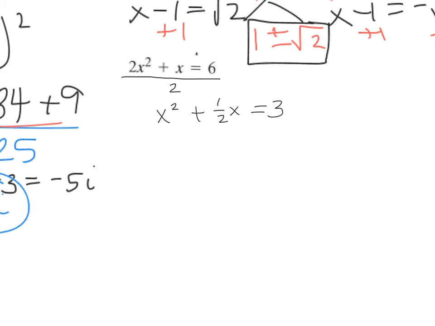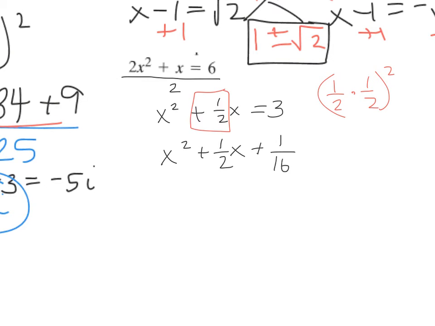So I'm going to complete the square. If I look at my b, I take half of a half and I square it. So half of a half is a fourth. A fourth squared is 1/16. So it's x squared plus 1/2 x plus 1/16 equals 3. Don't forget to add 1/16 over here.